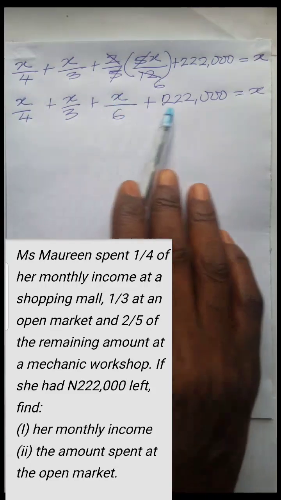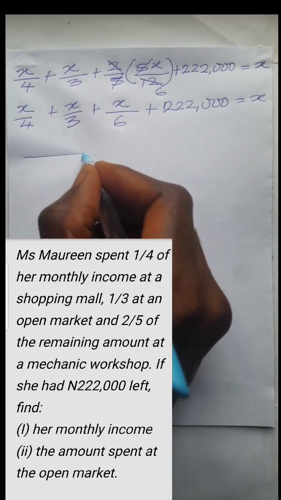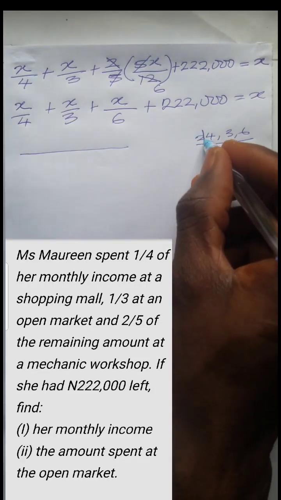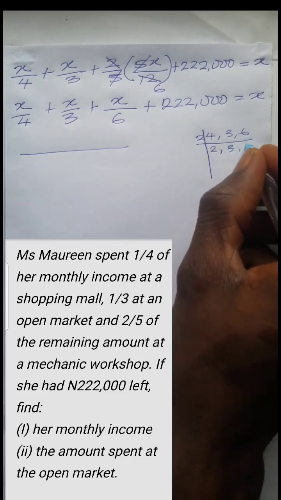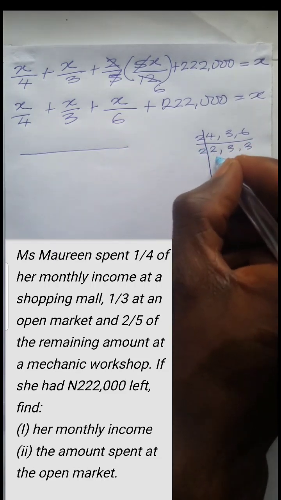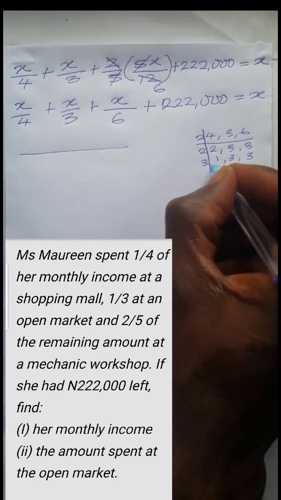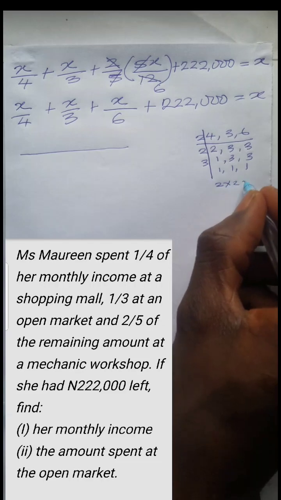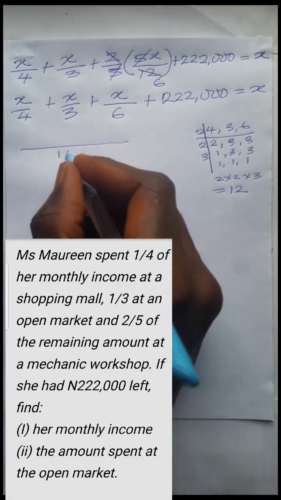Let's make this one and then we proceed. So I'm going to find the LCM of 4, 3 and 6. Let's just do that here. So 2 goes into 4 is 2, can't go here, goes in here is 3, 2 again goes here, can't go here, can't go here. Now 3 can go. So we have 2 times 2 times 3, which is 12. So we have our LCM as 12.